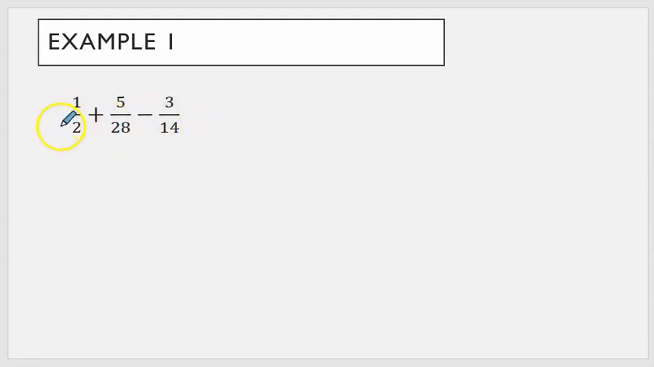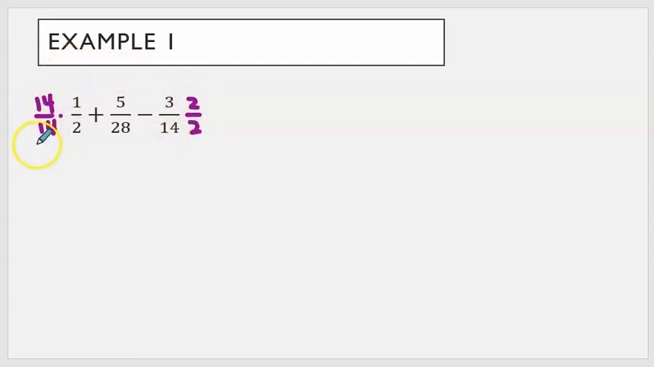So for this first fraction, we have to recognize that 2 times 14 would give me 28. But then I have to multiply that number on top and bottom so that I'm technically multiplying by a 1 here. Now the middle fraction already has denominator 28, so I can leave that one as it is. But then this third fraction has a denominator of 14. So you have to look at this and recognize that we need to multiply 14 by 2. But again, we're going to have to multiply by that number on top and bottom so that we're still technically multiplying by a 1 and not changing the value of this fraction.